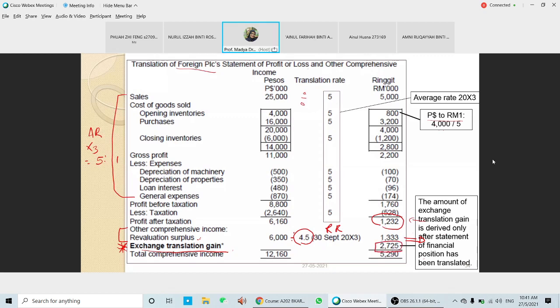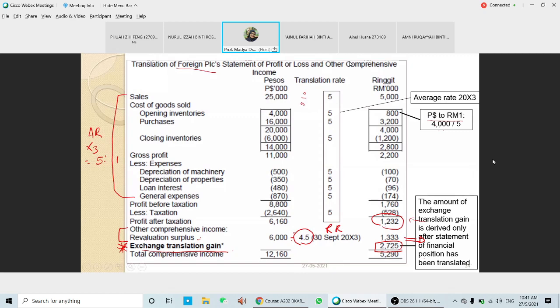We need to translate the statements of financial position. Okay, so now we're going to look at the statement. Any questions that you have for the translations of the income statement? So the income statement is simple, just using the average rate.